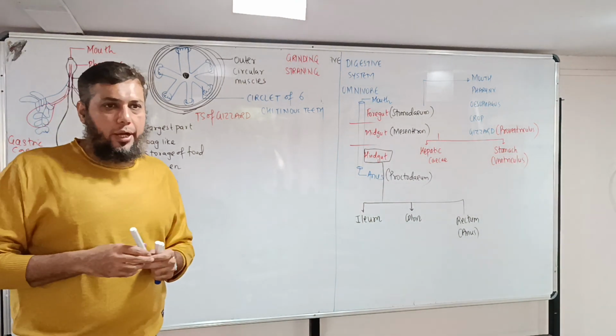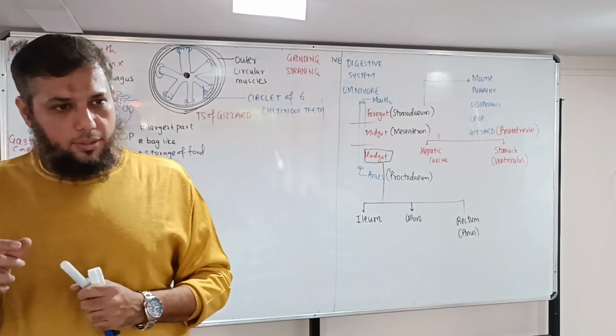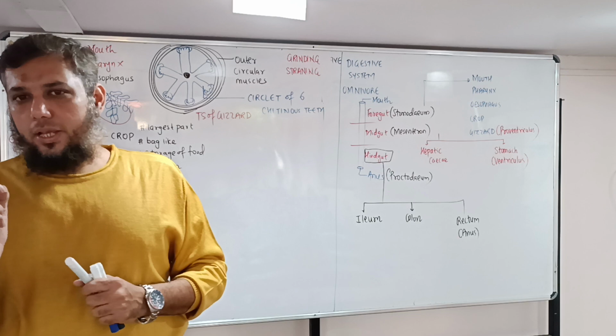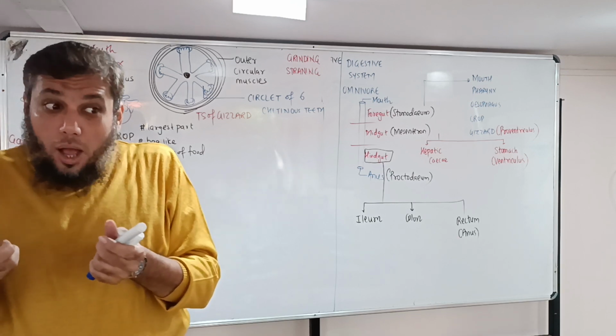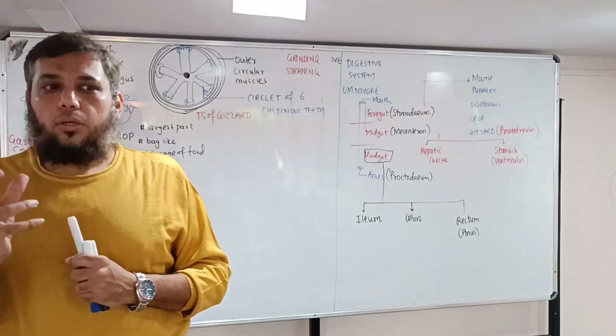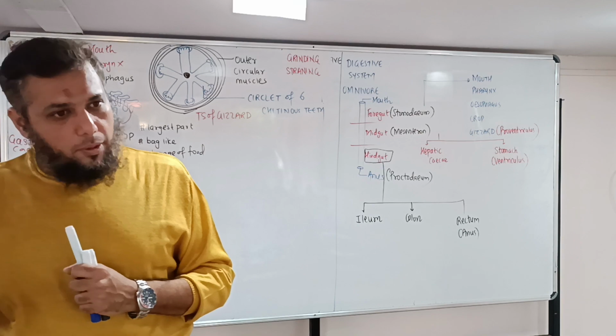Rosette is formed. Did you understand the word rosette? Like the petals of a rose. Are they arranged on all four sides? Yes. And are they like a bunch? Yes. So how is their arrangement? Rosette. Understood?